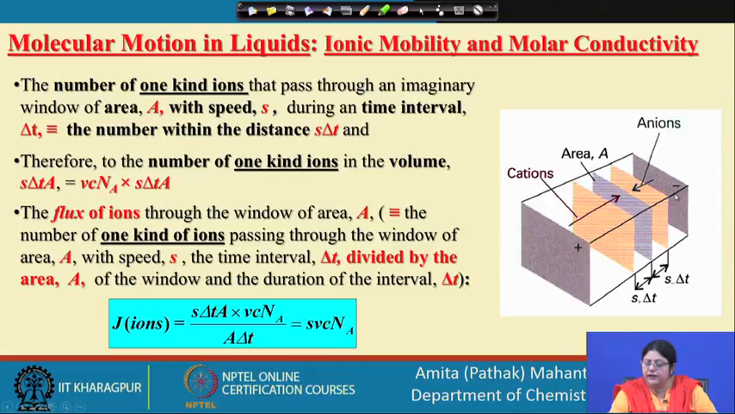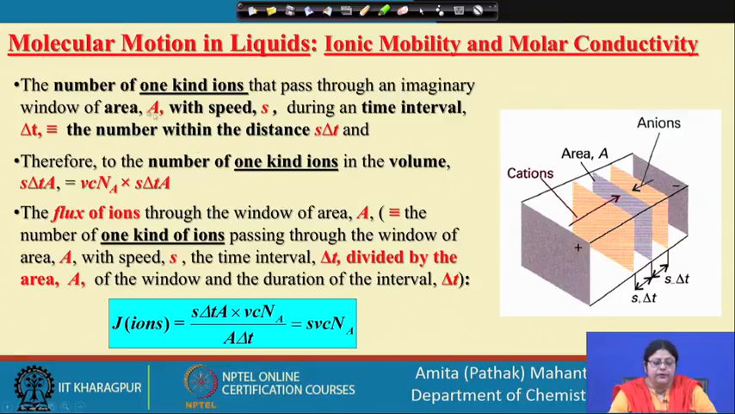What are we looking at? The positive charges are moving towards this side and the negative charges are moving towards this side. We are looking into a window with area A. This is the window A which we are looking into, and the charges are moving from this side to this side and from this side to this side. If the positive charges are under consideration, then we are observing the movement of the charge through a window of area A, and we are monitoring in time delta t.